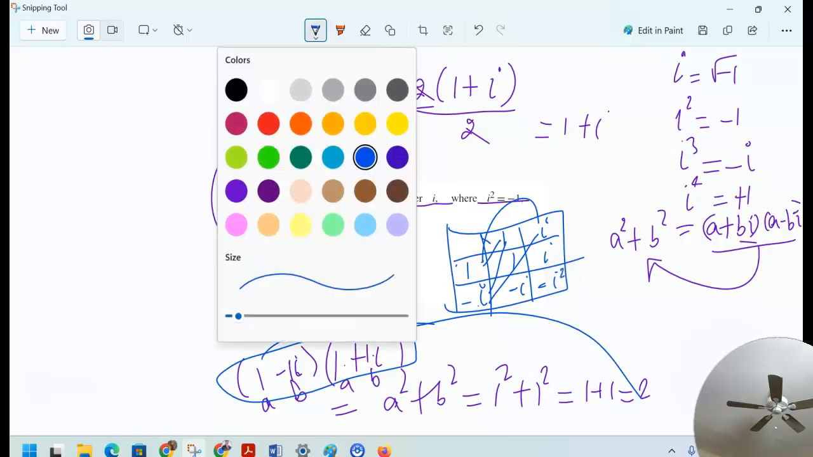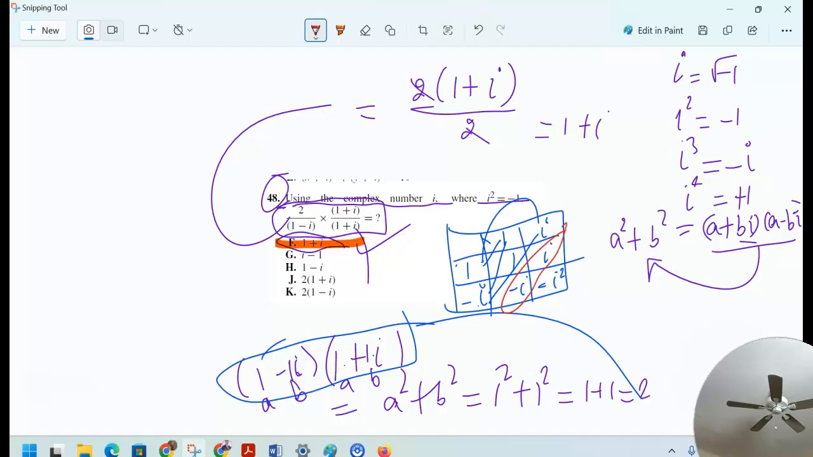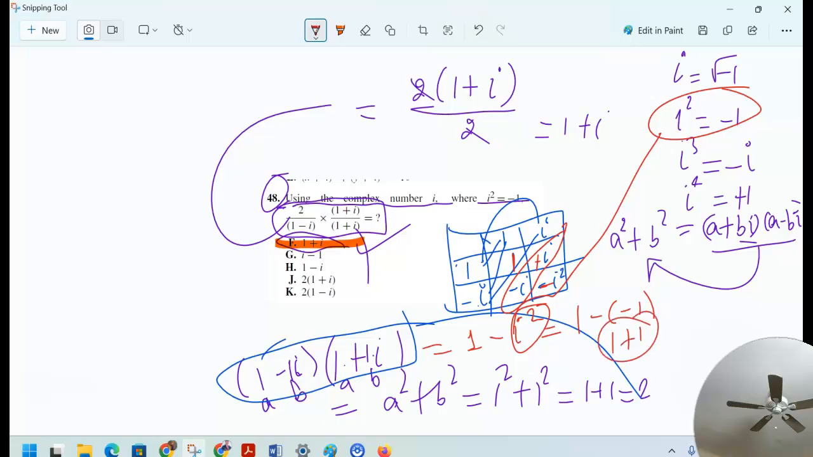So these two will cross out, that they are opposite, plus and minus. So what are you left with? 1 and minus i square. So the whole thing becomes 1 and minus i square. But i square is minus 1 from physics piece. So this whole thing is minus 1. So 1 minus minus plus, and you get the answer, 2. Same thing. But it would be nice if you remember this.